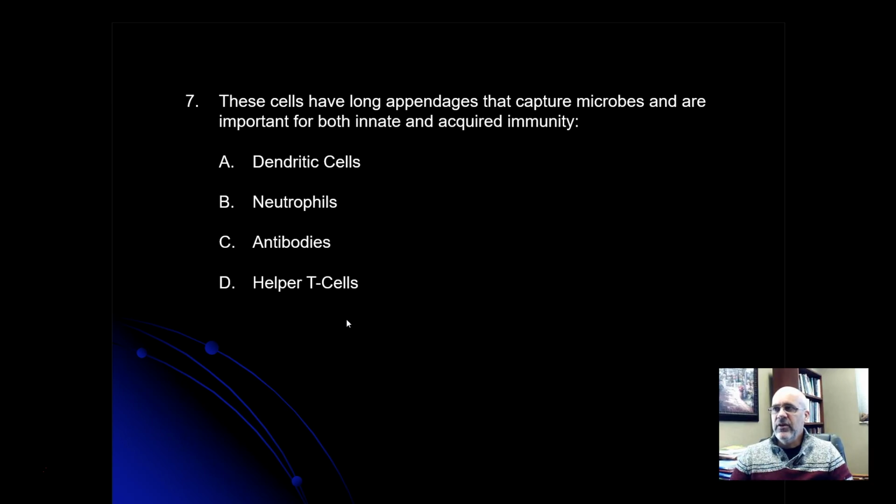These cells have long appendages that capture microbes and are important for both innate and acquired immunity. These are the spidery-looking cells. Those are your dendritic cells. They're good phagocytes. They're coming back in chapter 13. They're also called antigen-presenting cells, and they help activate our T cells. But that's a chapter 13 story.